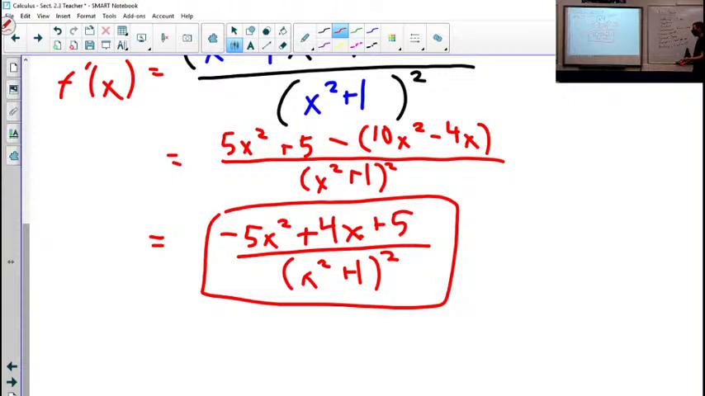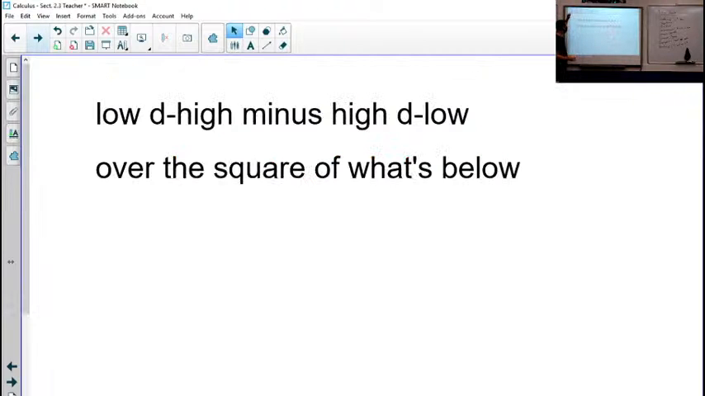I mean, even if you want to simplify this further, you still can actually, because this is, oh no, I'm thinking something different. Never mind. If this were factorable, then you could simplify this further if you wanted, but it's not factorable. If there were a 5 in front of the x squared, it'd be factorable. That's what I was thinking. Low d high minus high d low over the square of what's below.